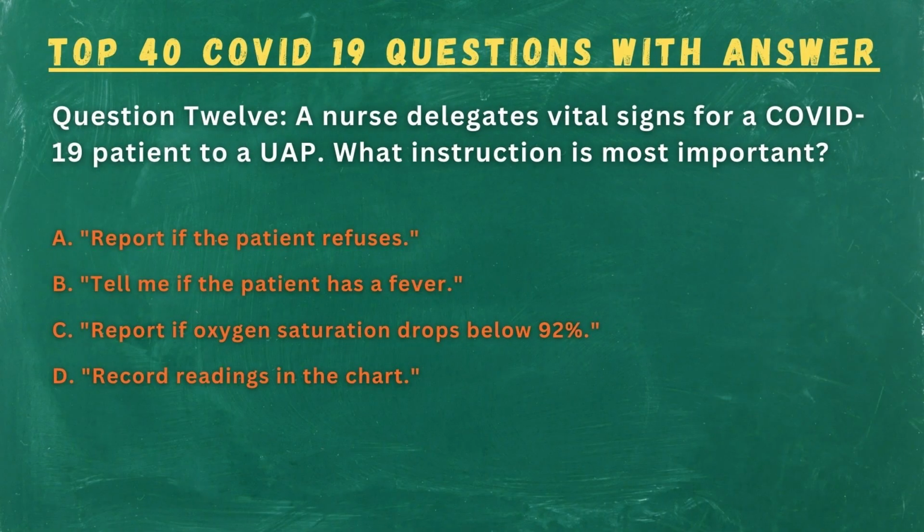Question 12. A nurse delegates vital signs for a COVID-19 patient to a UAP. What instruction is most important? A. Report if the patient refuses. B. Tell me if the patient has a fever. C. Report if oxygen saturation drops below 92%. D. Record readings in the chart.